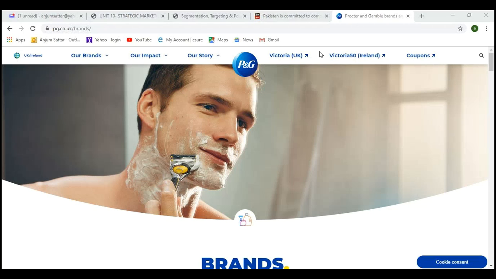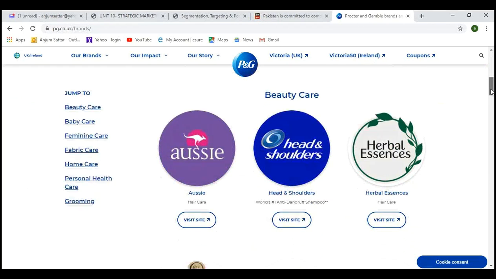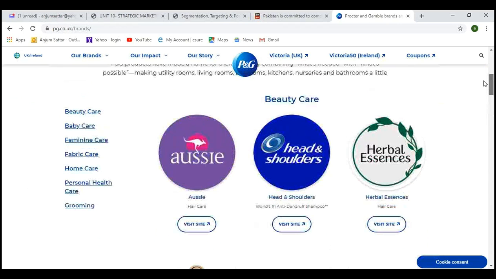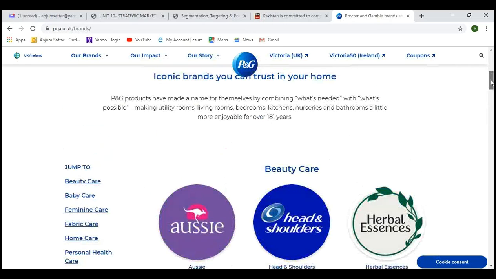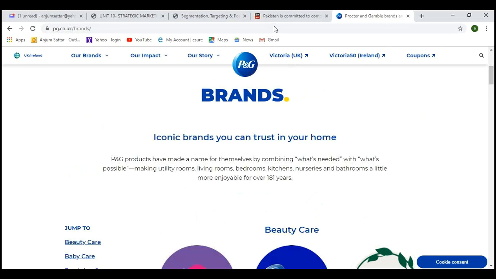So these are quite popular brands of Procter and Gamble. So please, P&G. This is one of the multinational companies. It's an American company. They have operations in more than 100 countries. They have segmented the brands according to location, according to area, according to purchasing, according to behavior, according to usage, on different bases of segmentation.